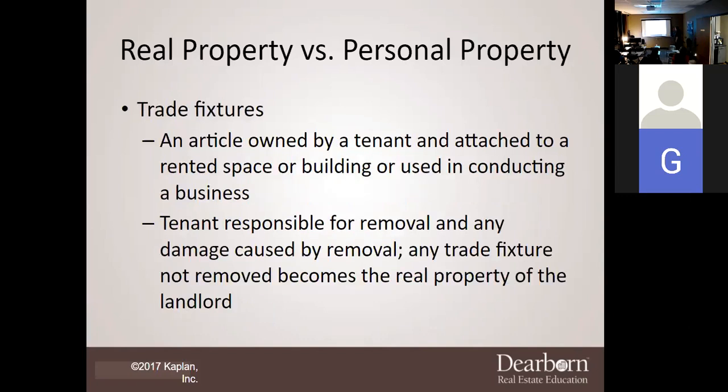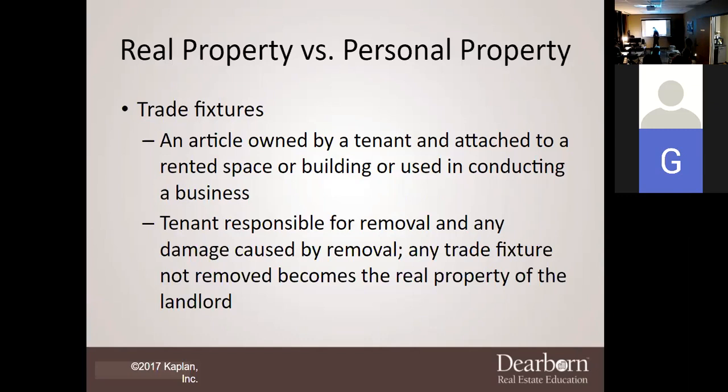Now, trade fixtures are going to be an article that is owned by a tenant and attached to a rental space or building or used in conducting a business. This is the separate one. This is where you no longer have a house. You're dealing with a commercial building most of the time. In this situation, the tenant is responsible for the removal and any damage caused by removal, and any trade fixture not removed becomes real property of that landlord.